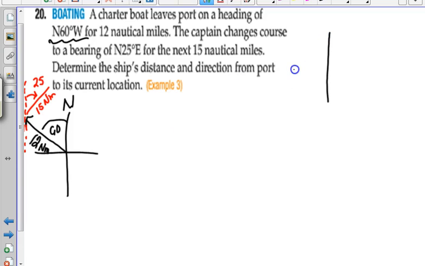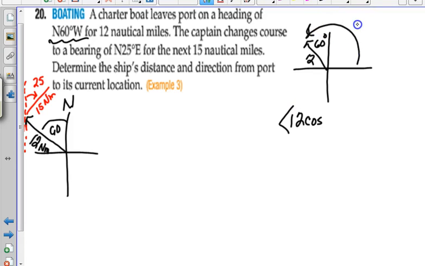The original path of the ship was 12 with a 60-degree angle here. So we want to break that into components. We're going to do 12 cosine of, what is the angle off the positive x? 60 plus 90, 150. Are we good? Everybody's okay with where we got that number?